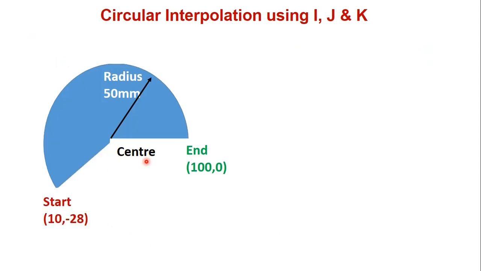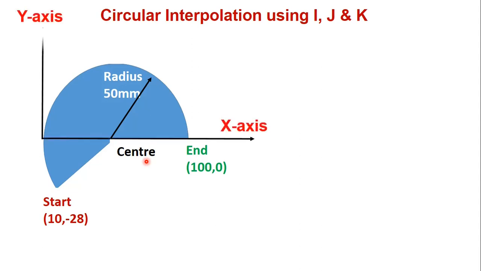Now let's take one more problem. In this one again I have mentioned a coordinate system. The start is at the point 10, minus 28, and the end is at 100. So now how do you calculate the values for I and J? We know clockwise motion, G02, not an issue, and we know the end point coordinates. We only have to define the distances I and J in this case.